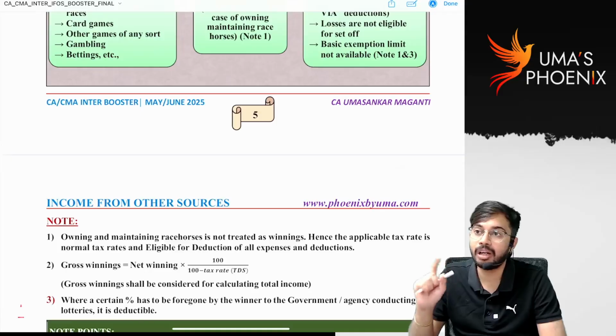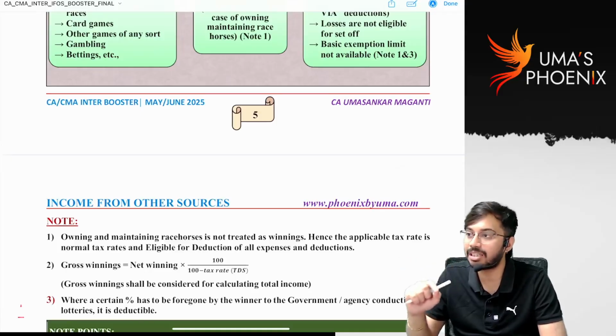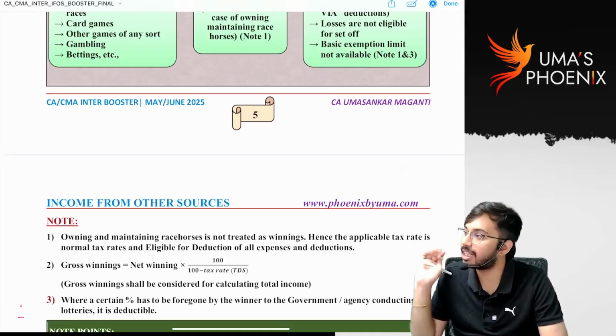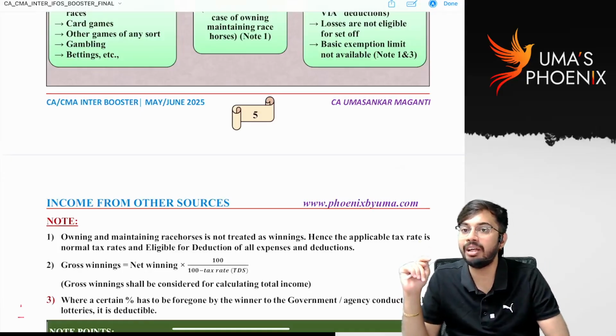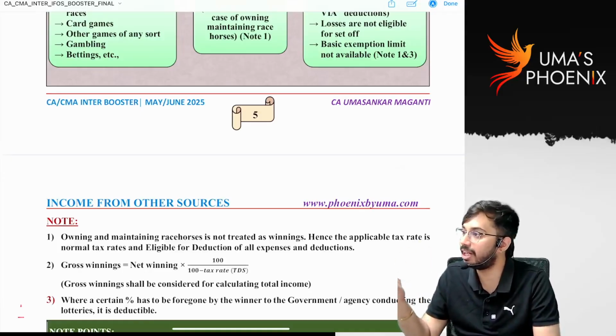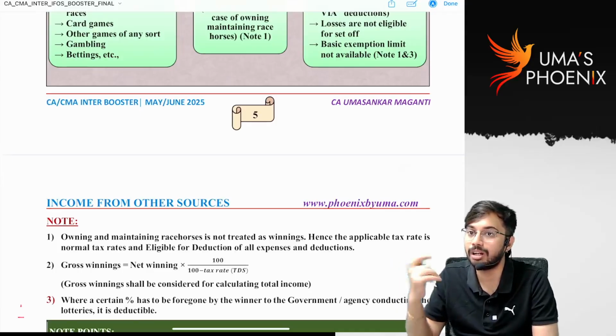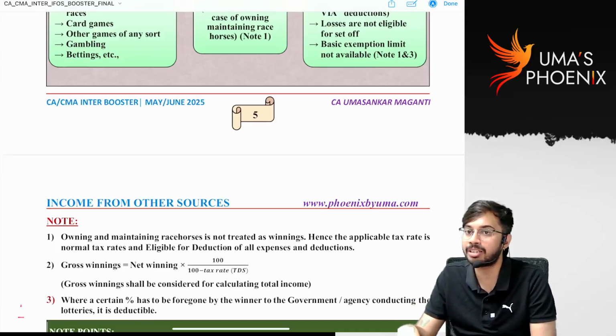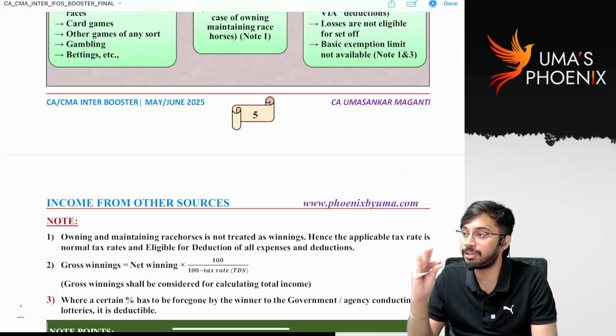Another important point, if you are owning and maintaining race horses, you can claim respective expenses, but when you are having income from 115BB winnings, you cannot claim any expenses. I already told you it is taxable on gross basis. Are you able to understand? You should be clear conceptually, otherwise the IC will play with you.